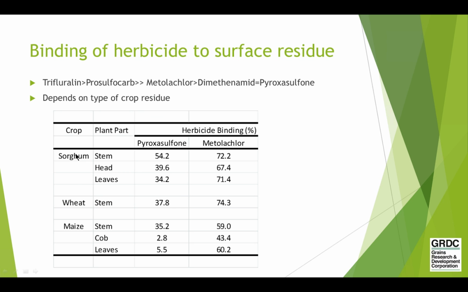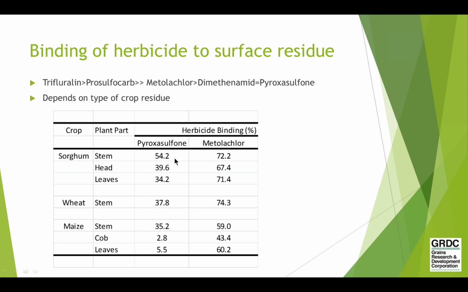In this part here, we're looking at residue from different types of crops and different parts of the crop. We looked at sorghum, wheat, and maize. In the sorghum, we looked at the stem, the head, and the leaves. These are dead plants, or what's left at the end of the season, or the stem in wheat, or the stem and leaves in maize. And one thing you can see here is that in sorghum, the amount of binding, and this is just strict binding, how tightly this residue can bind the herbicide, metolachlor binds more tightly to the residue than pyroxasulfone, but it depends on the type of residue and where the residue comes from.